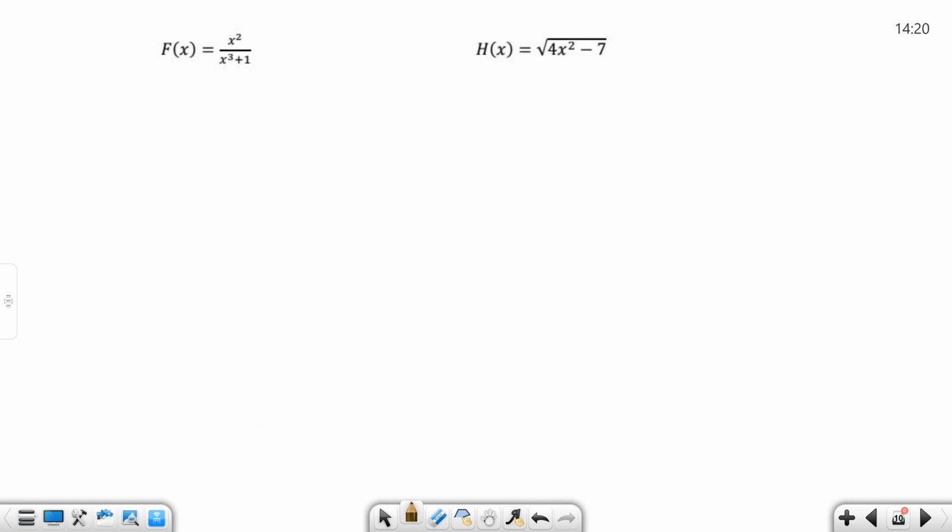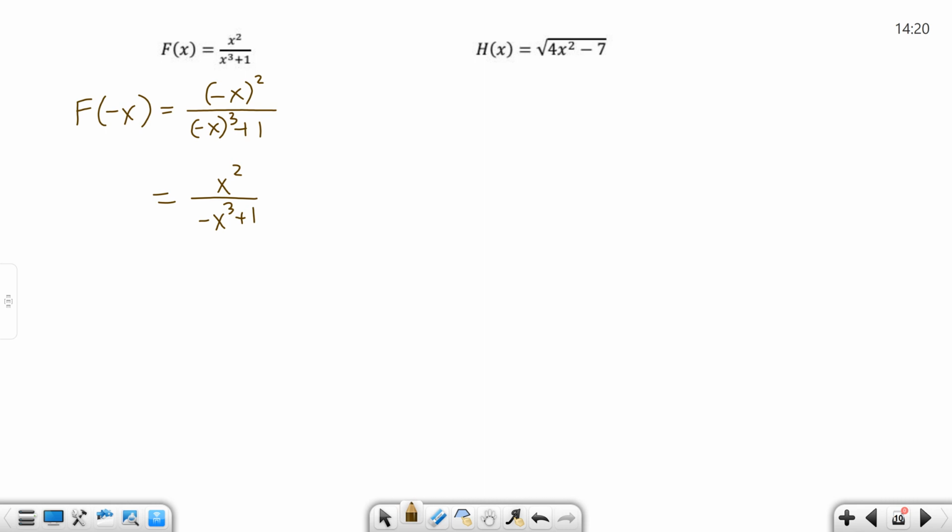Capital F of x equals x squared over x cubed plus 1. So capital F of negative x is how we always check it. Plug in negative x. We get negative x squared over negative x cubed plus 1. So that's going to be positive x squared over negative x cubed plus 1.